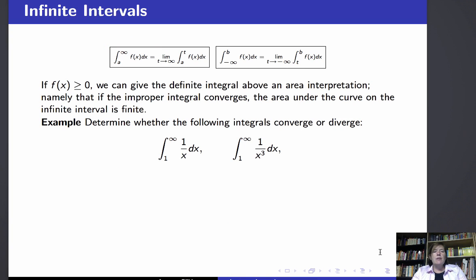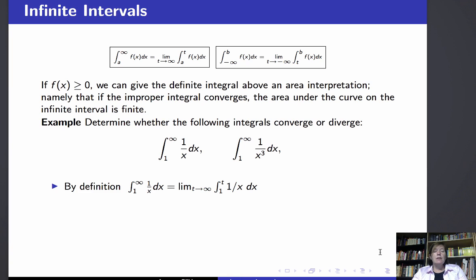Let's try some examples. Let's suppose we want to figure out whether the following integrals converge or diverge. So we have the integral from 1 to infinity of 1 over x and the integral from 1 to infinity of 1 over x cubed. And these are examples of the integral from 1 to infinity of 1 over x to the p, which will become a very important integral in our lives. Well, let's follow the definition.